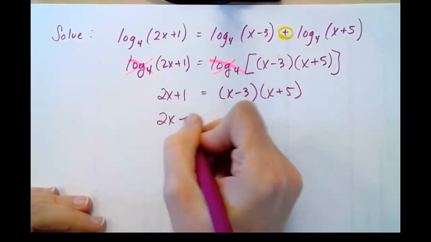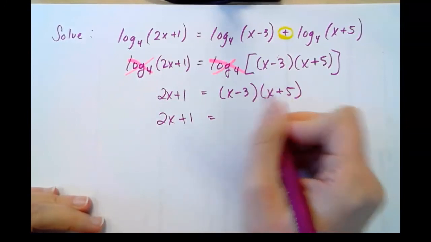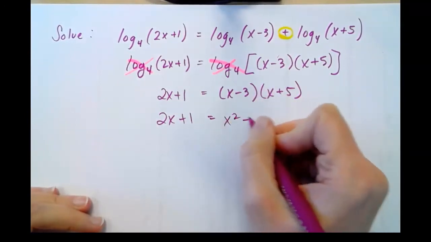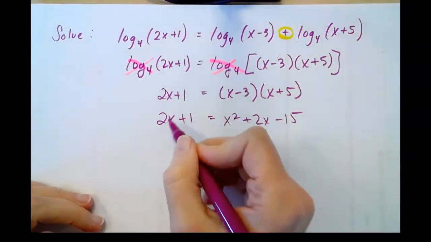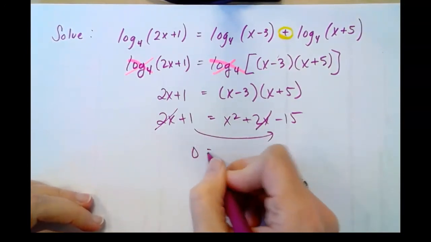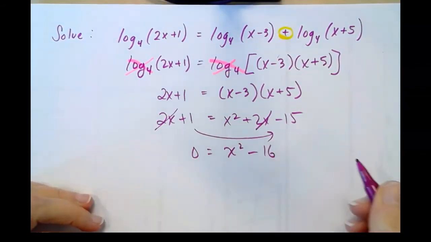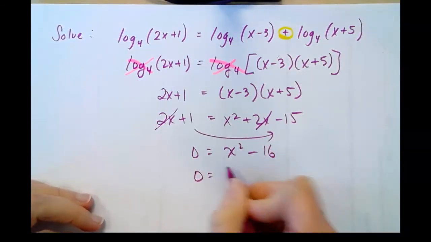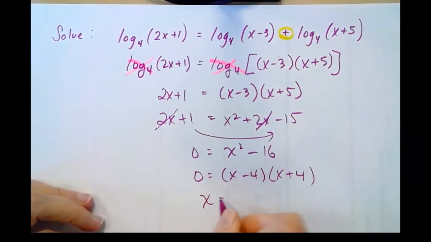Let's do some good algebra now. Combine those two binomial expressions, x squared plus 2x minus 15. Then from here, cancel the two x's, take the 1 over, 0 equals x squared minus 16, which is the DOTS, the difference of two squares. Factor it, and we get x equals 4 and negative 4.